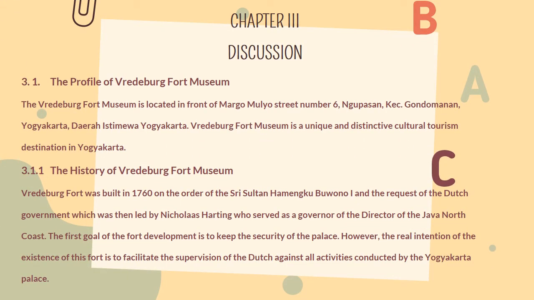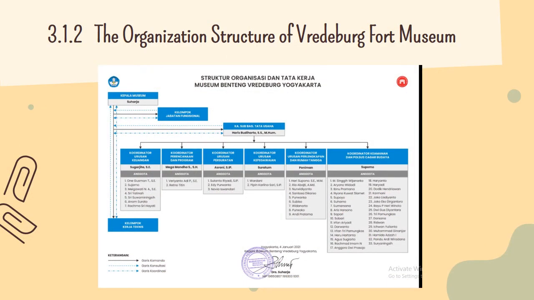Next, Chapter 3 Discussion. 3.1 The profile of Vredeburg Museum. This part consists of information about Vredeburg Museum itself. And 3.1.1 The history of Vredeburg Museum. This part consists of the history of Vredeburg Museum itself. So, this is the organization structure of Vredeburg Museum, Yogyakarta. You can see it.